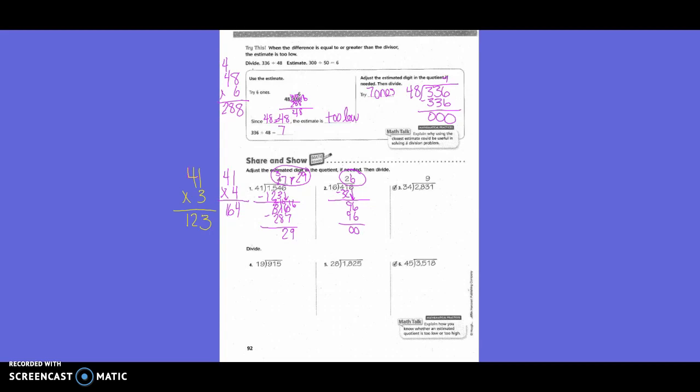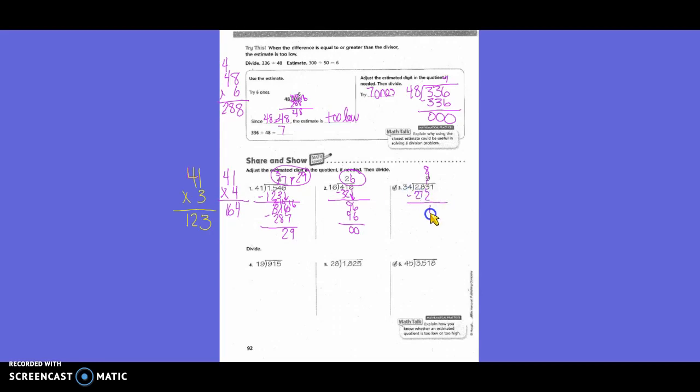Alright, so on number 3, they suggest that we try 9. So mentally, 9 times 4 is 36, so put a 6. Mentally carry the 3. 9 times 3 is 27, plus 3 is 30. So that's too high. So we need to erase that, and then we need to try 8. So 8 times 4 is 32, so put a 2, carry the 3. 8 times 3 is 24, plus 3 is 27. Does that one work? Yep.